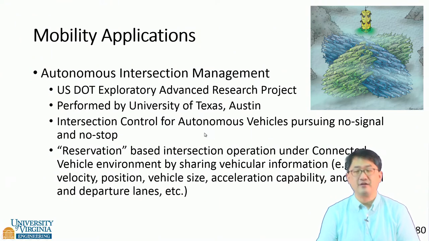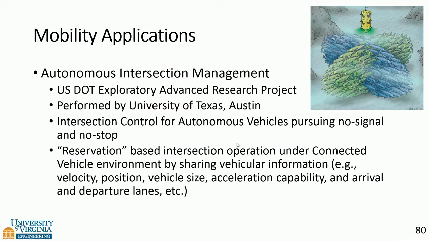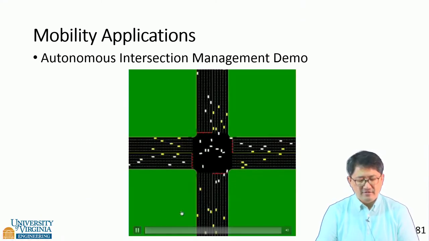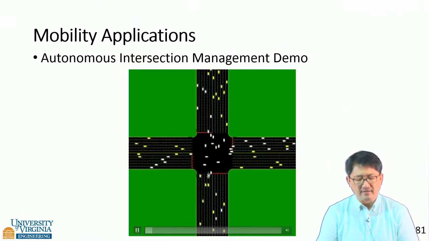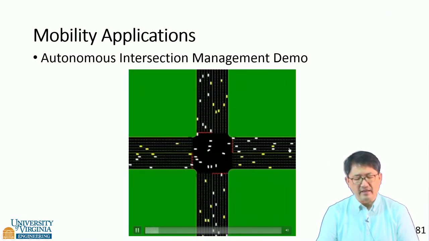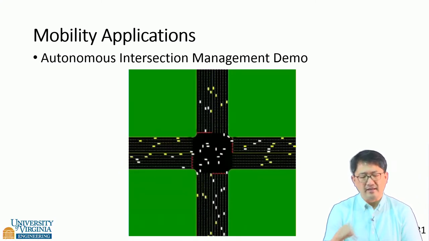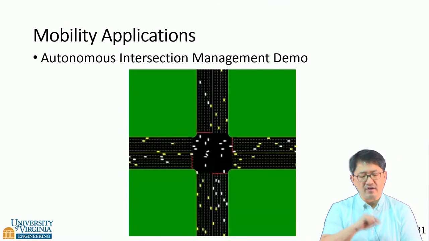So everybody is controlled by a central system, and they use the so-called reservation system. They reserve a roadway spot, and at a given time there's only one vehicle in existence there, so they avoid collisions. So this is a video of those animations. This is the intersection without any signal control, and every vehicle has a reserved roadway trajectory. At any given time, no vehicles are overlapping each other.